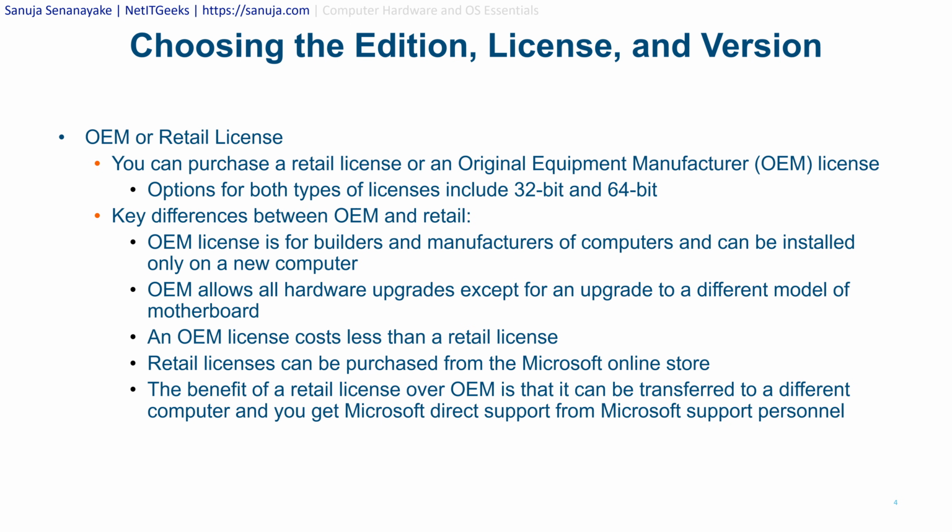An OEM license costs less than a retail license, and one of the reasons is that it doesn't have these nice shiny packages. Typically it comes in a black and white box, basically a cardboard box. Retail licenses can be purchased from the Microsoft Online Store. The benefit of a retail license over OEM is that it can be transferred to a different computer and you can get direct support from Microsoft support personnel. So if you buy OEM licenses, you may not have certain support avenues.